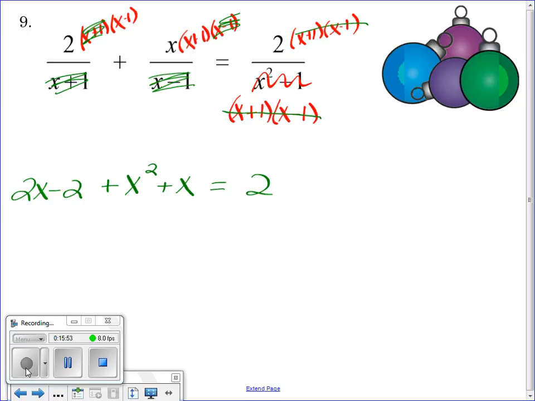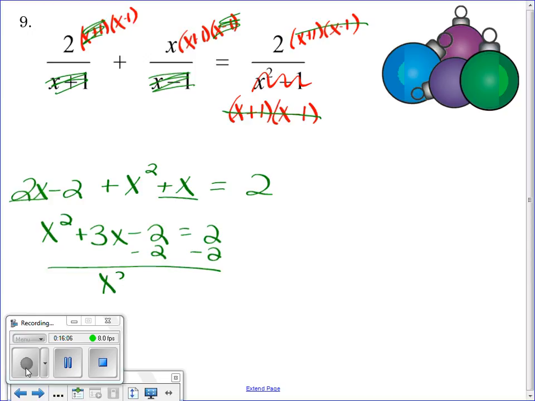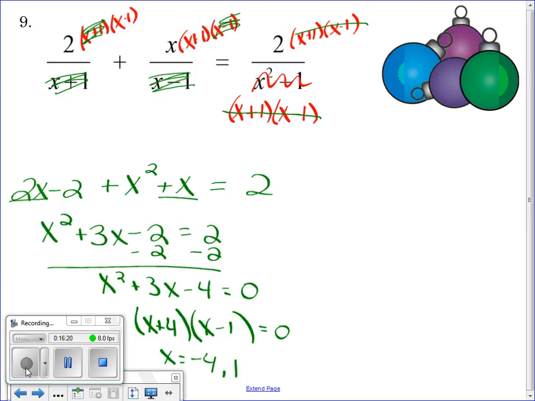All right, so let's clean this up a little bit, and let's put it in the right order. So we have an x squared, 2x plus x is 3x, minus 2 equals 2. Set it equal to 0 because we have an x squared. So x squared plus 3x minus 4 equals 0. Factor. So we're going to have x plus 4, x minus 1 equals 0. So x equals negative 4 and 1.